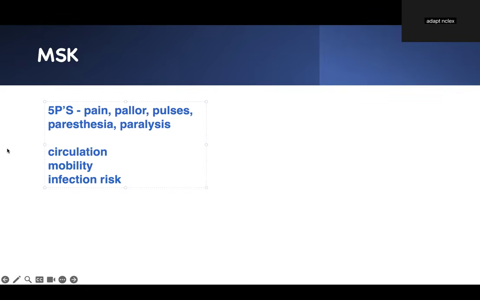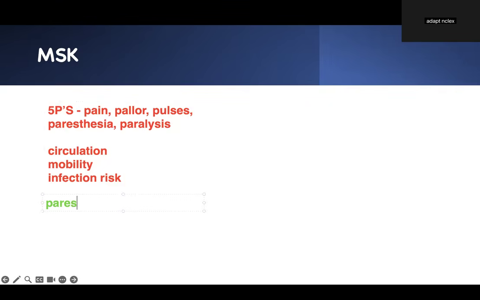Now, I want you to write in the comment which of these 5 P's you think will show up first in compartment syndrome. Is it your pain? Is it your power? Is it your pulses? Is it your paresthesia or paralysis? Let me know in the comment section. Drop it and let me know which one you think will show up first. This is our crash course on MSK.